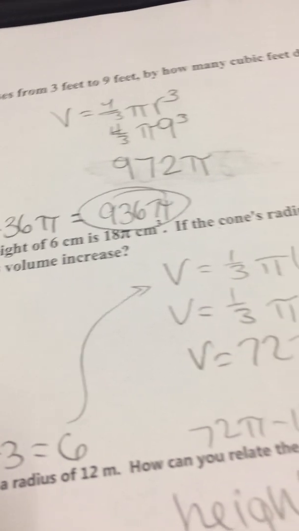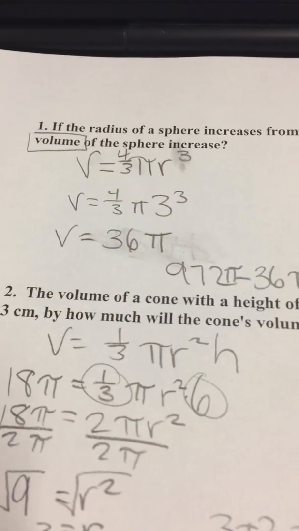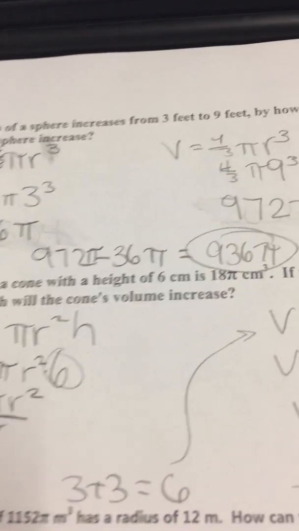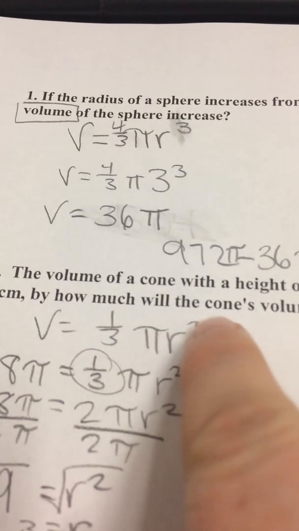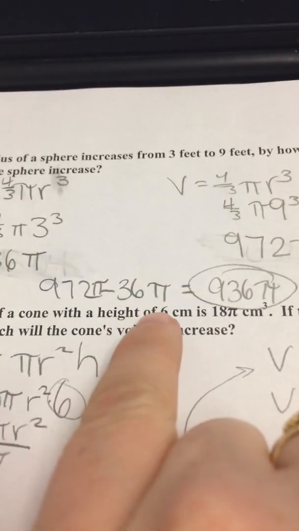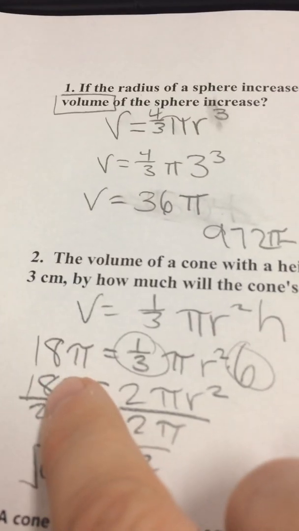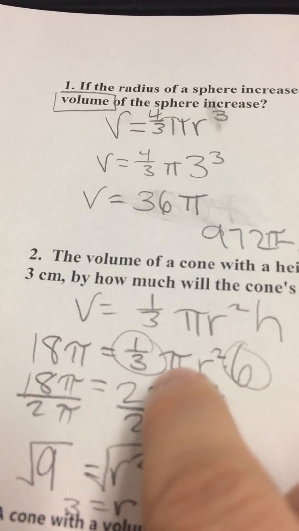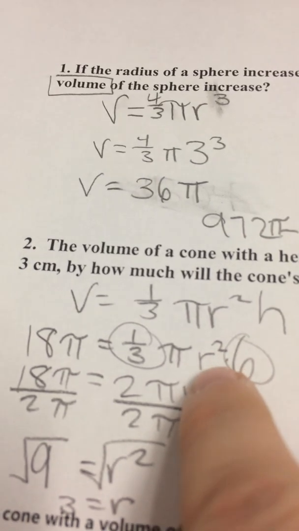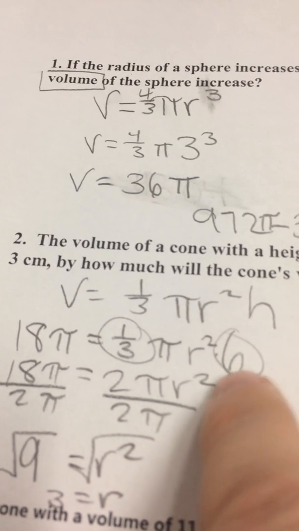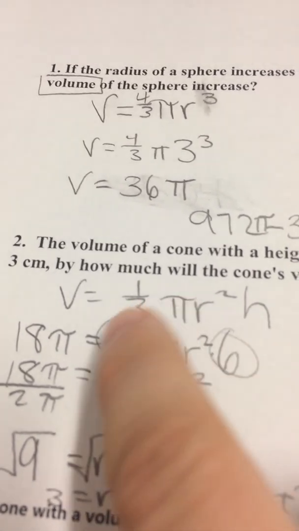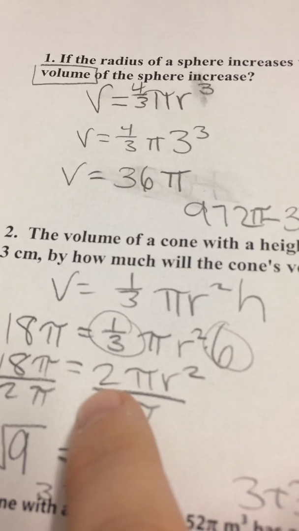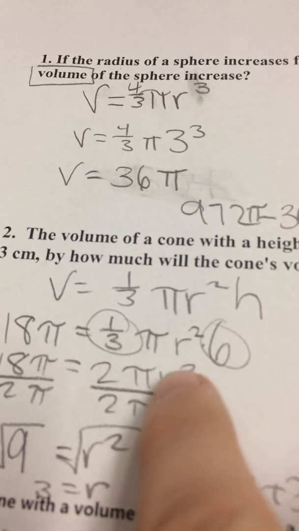Next question, it says the volume of a cone with a height of 6 centimeters is 18 pi centimeters cubed. If the cone's radius increased by 3 centimeters, how much will the cone's volume increase? Well, you have your formula, V equals 1/3 pi r squared h. Now, they told us that the height is 6, and they told us that the volume is 18 pi. So 18 pi equals 1/3 pi. You don't know what the radius is yet, so you leave that as an r, squared times the height. If you take the 6 and the 1/3, 6 divided by 3 is 2, so that simplifies it a little.